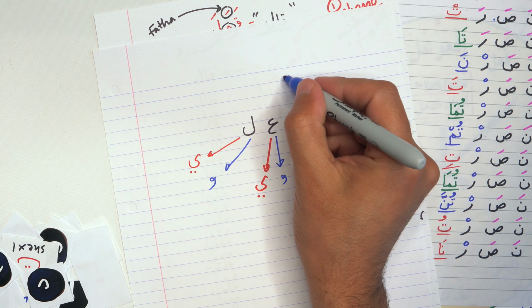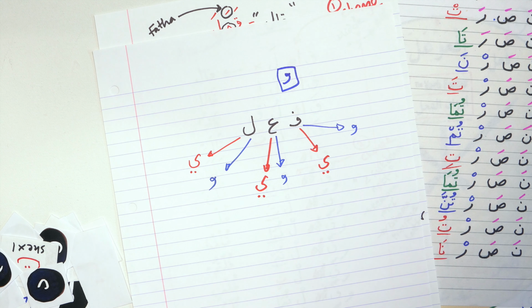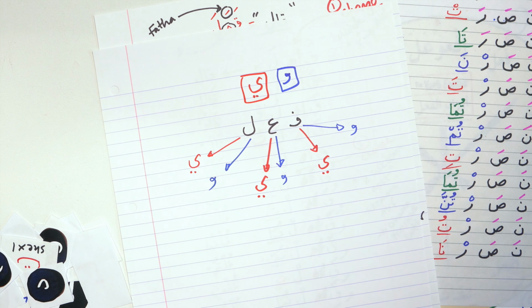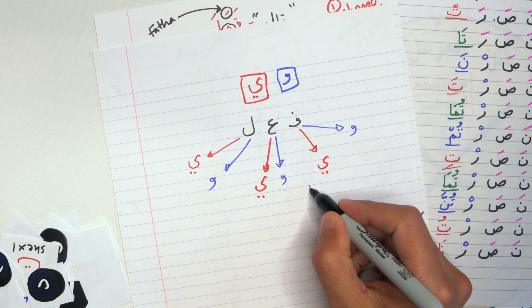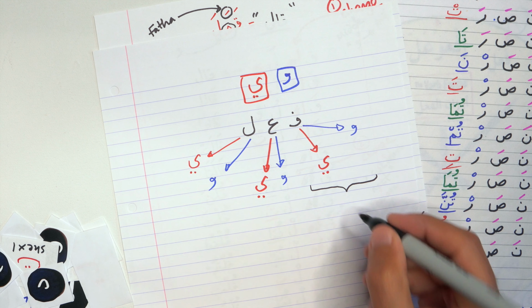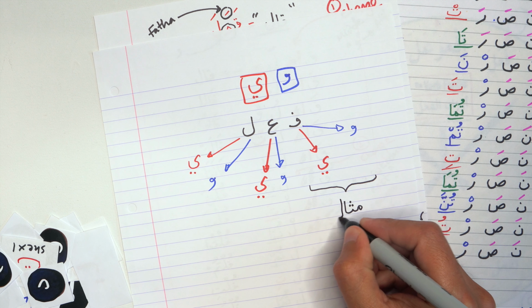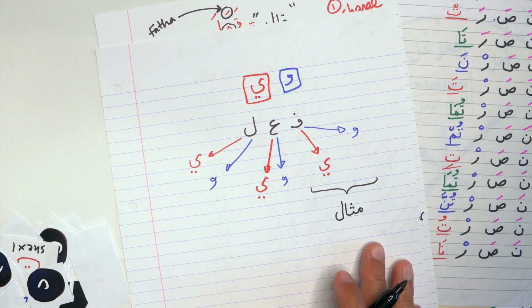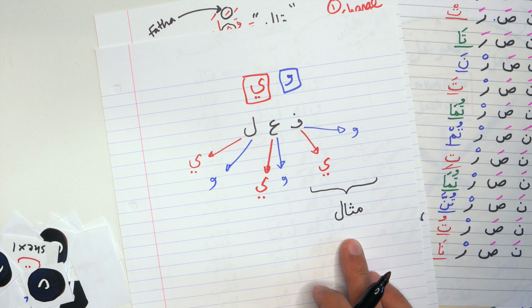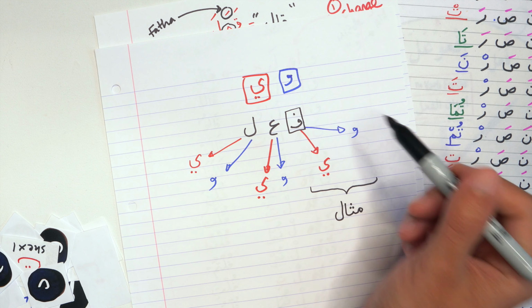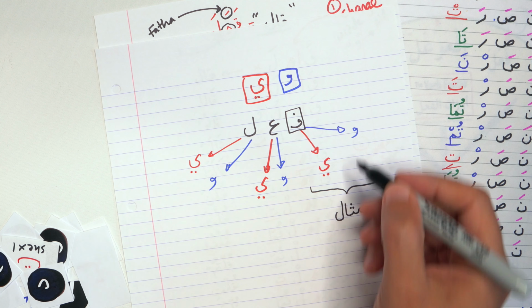So you've got waw and ya. So if we are discussing the first letter over here, and you have a waw or a ya, you call this mithal. These are some terms that you guys need to know. You call this mithal. So mithal simply means that the fa kalima over here is either a waw or a ya. So you say mithal wawi, mithal ya'i.